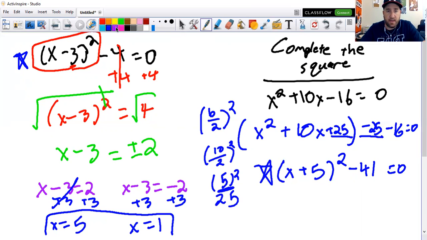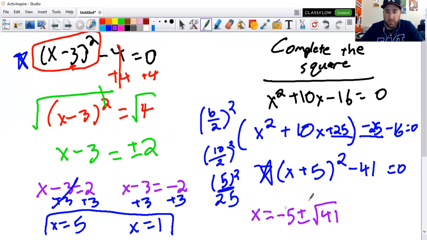Again, I'm not going to go through the math, but the math is now the same over here. It's a little more math to get through this point, but now that it's in vertex form, I could move the 41 over and then do the square root method to finish it out. But I'm going to go ahead and tell you, I would get x equals negative 5 plus or minus the square root of 41.